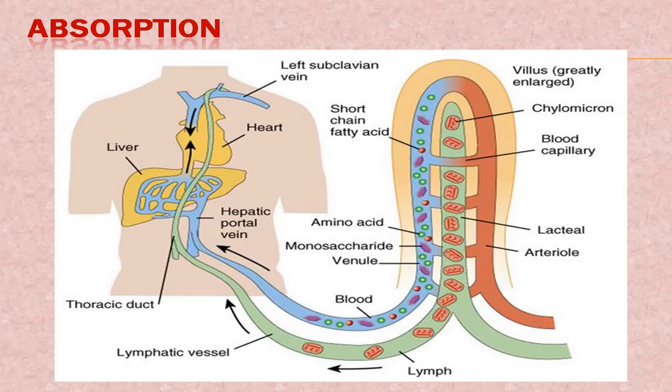This is another figure that shows absorption. This is a villus. You see the digested food components that are short chain fatty acids, amino acids, monosaccharides. Through the blood circulation, they are transported to each and every part of the body. But the large fat molecules are transported through the lacteal to the body, and then through the lymphatic system. This lymph vessel opens into the subclavian vein near the heart, and then they enter the blood and are distributed to each and every part of the body.